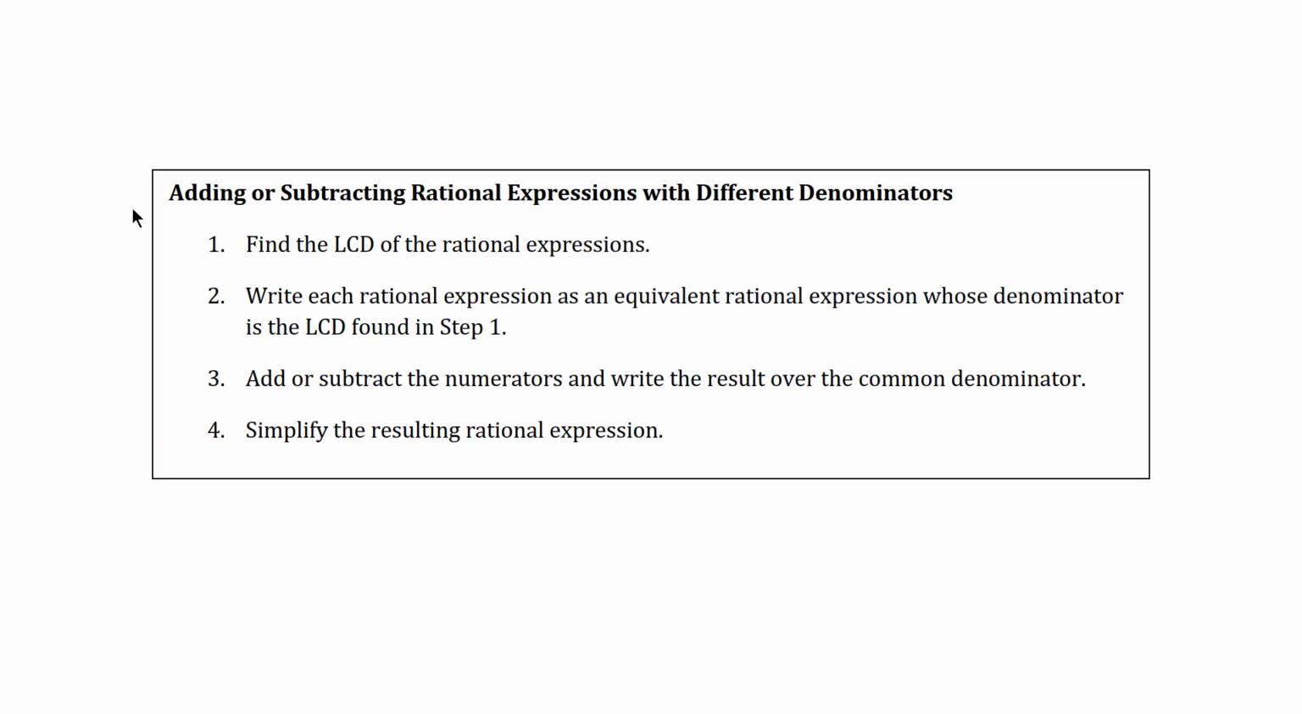Next, we're going to go over adding or subtracting rational expressions with different denominators. The first step is to find the LCD of the rational expressions. The second step is write each rational expression as an equivalent rational expression whose denominator is the LCD found in step 1. The third step is to add or subtract the numerators and write the result over the common denominator. Step 4. Simplify the resulting rational expression.